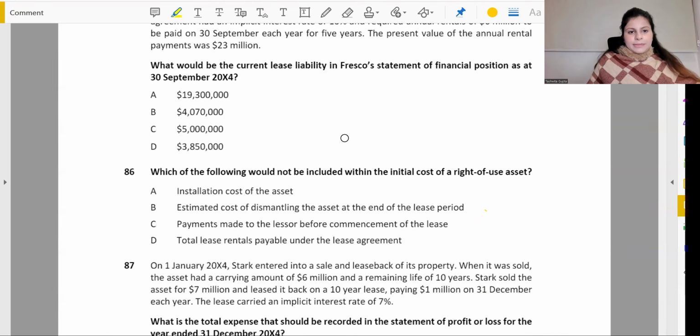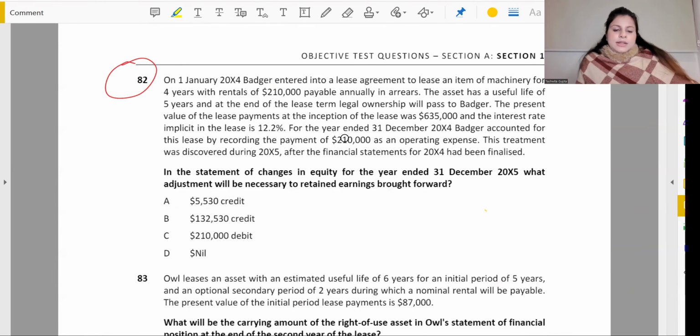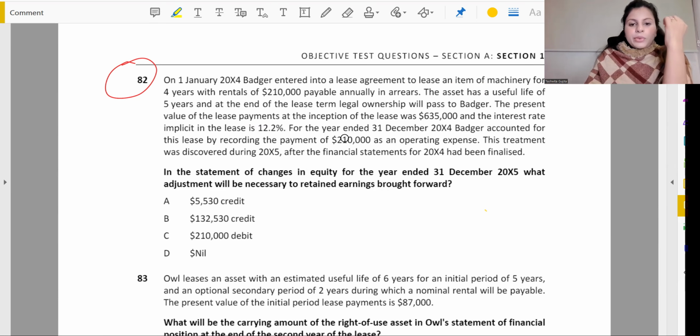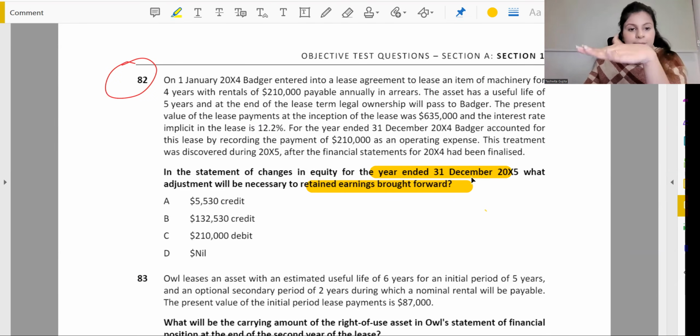Okay. Next. They're asking you, in the statement of changes in equity for the year ended 31st December 2015, what adjustment will be necessary to the retained earnings brought forward?